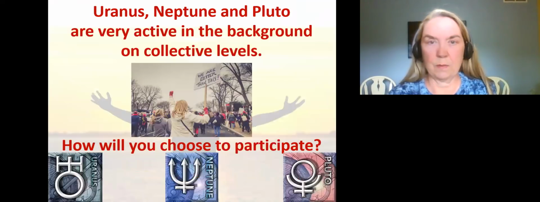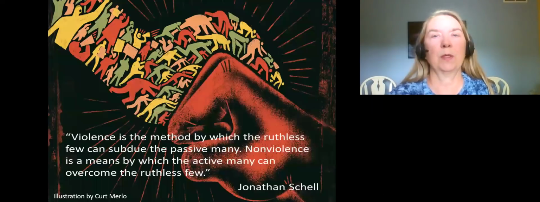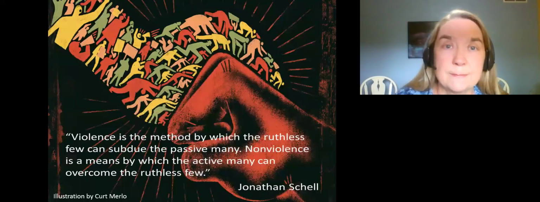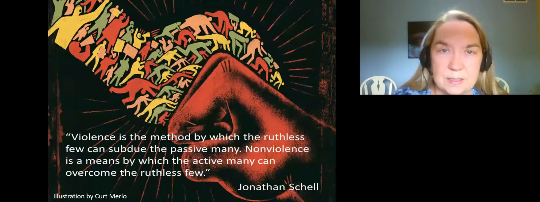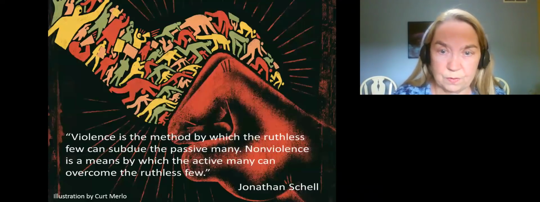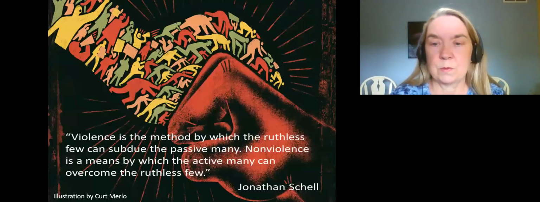Here is one of my most favorite posters. Violence is the method by which the ruthless few can subdue the passive many. Nonviolence is a means by which the active many can overcome the ruthless few. It's a quote from Jonathan Schell.